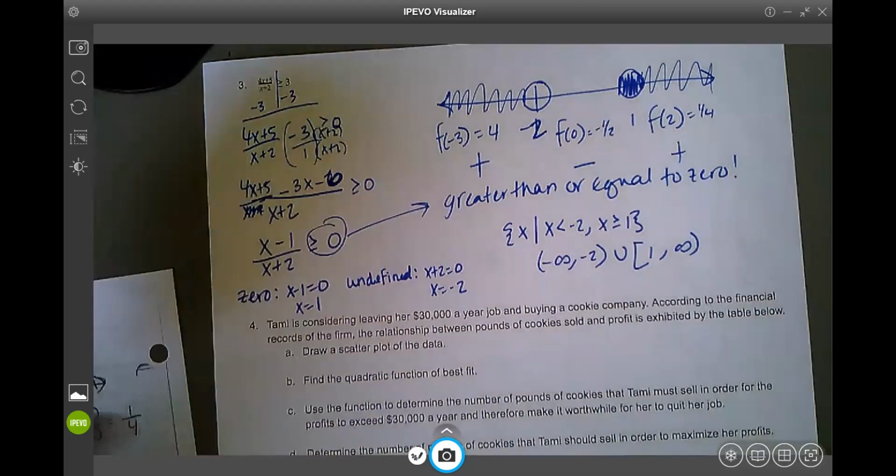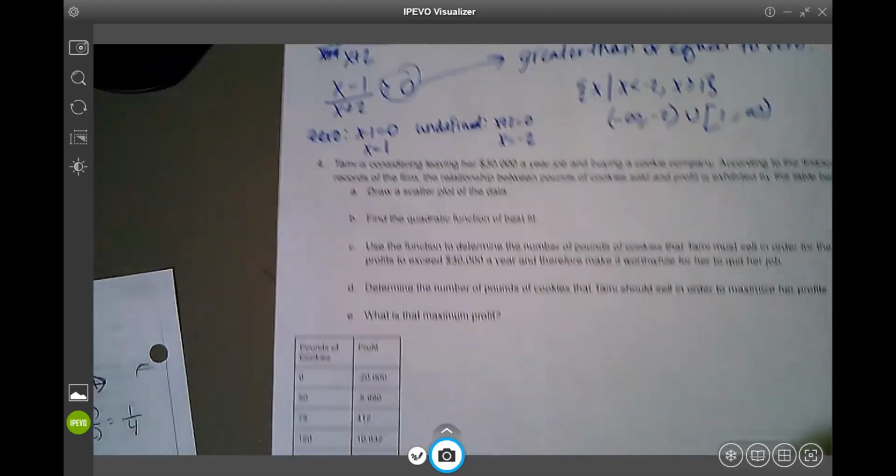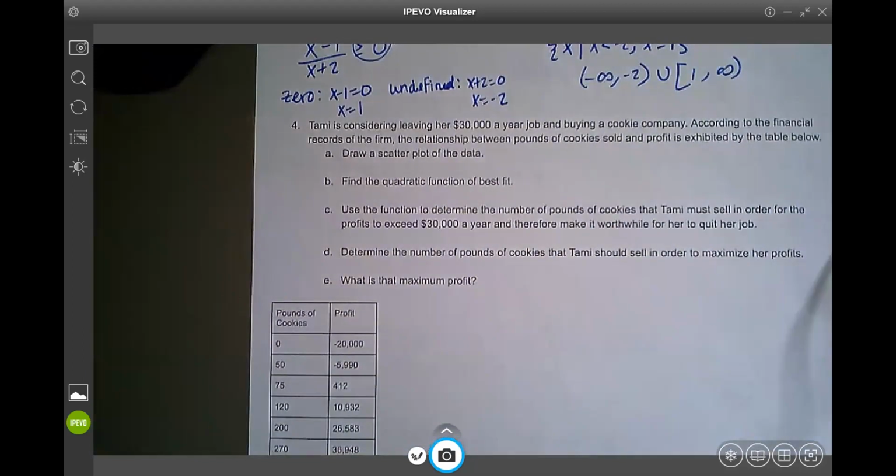We are going to look at number 4 on Desmos. We're going to have to create an equation for it.